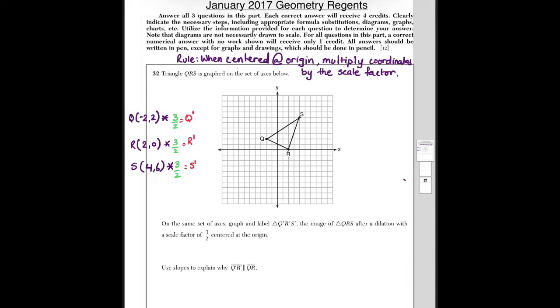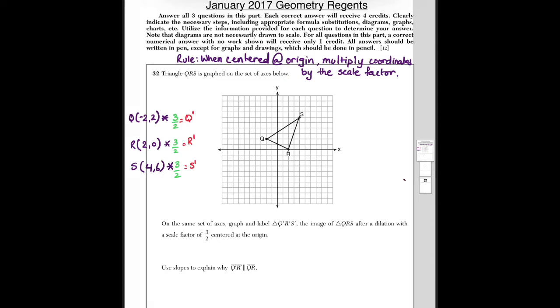Number 32. It says triangle QRS is graphed on the set of axes below, and then it's asking us to graph and label, on the same set of axes, triangle Q prime R prime S prime, the image of triangle QRS after a dilation with a scale factor of 3 halves centered at the origin. So there are many ways of doing it. You can count the boxes and all that stuff, but I like to do it by the rule.